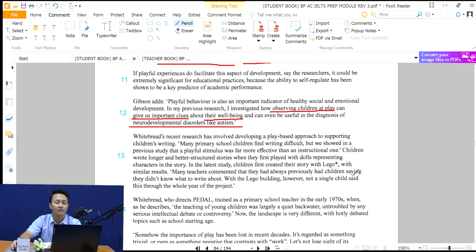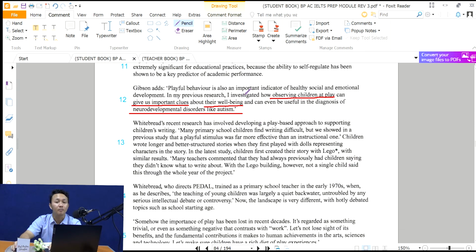Remember, do not read the previous part, because the answer comes in order. Try to find writing, boys and girls maybe. Okay, we'll find it here. Children's writing here. Okay, children find writing difficult. But we show. Okay, children again. No boys and girls.